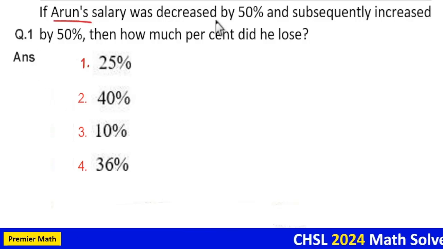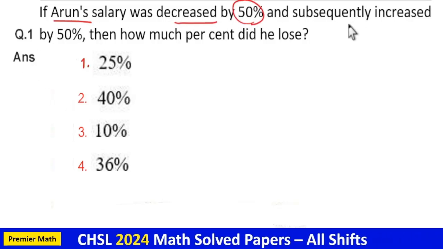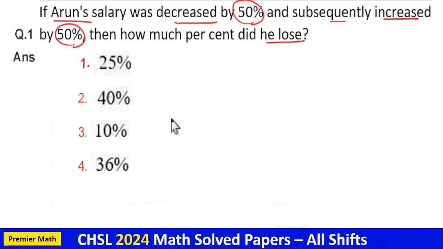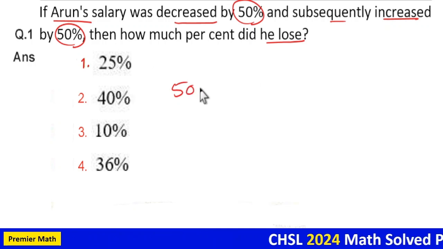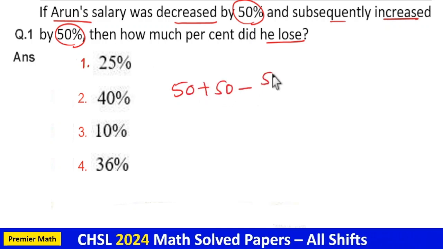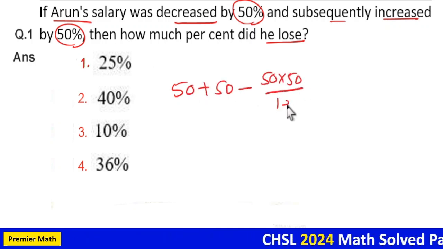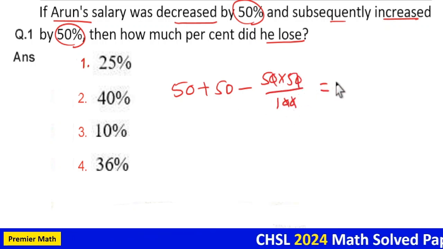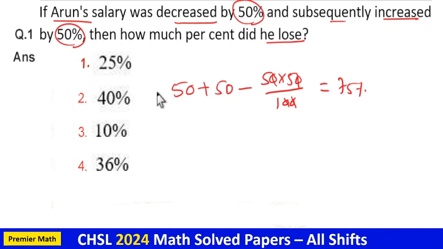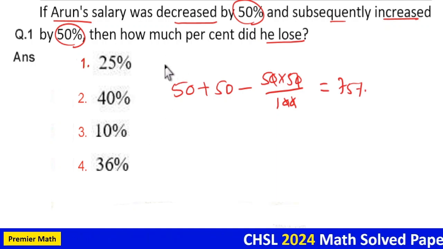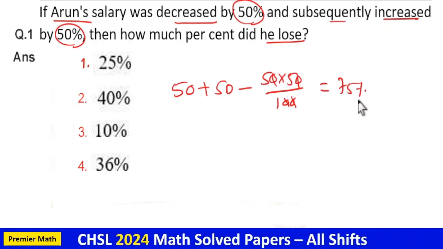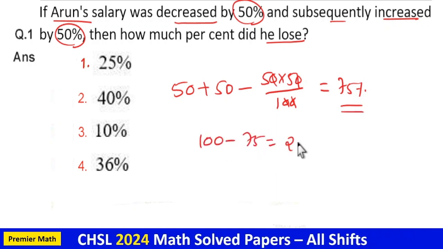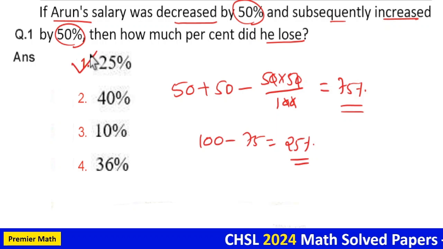If Arun's salary was decreased by 50% and subsequently increased by 50%, then how much percent did he lose? Here use the successive discount formula: 50 plus 50 minus 50 into 50 divided by 100, which is equal to 100 minus 25, that is 75%. That is, if 100% was his first salary, then 75% is the final salary. Then loss is equal to 100 minus 75, 25%. Option 1 is your answer.